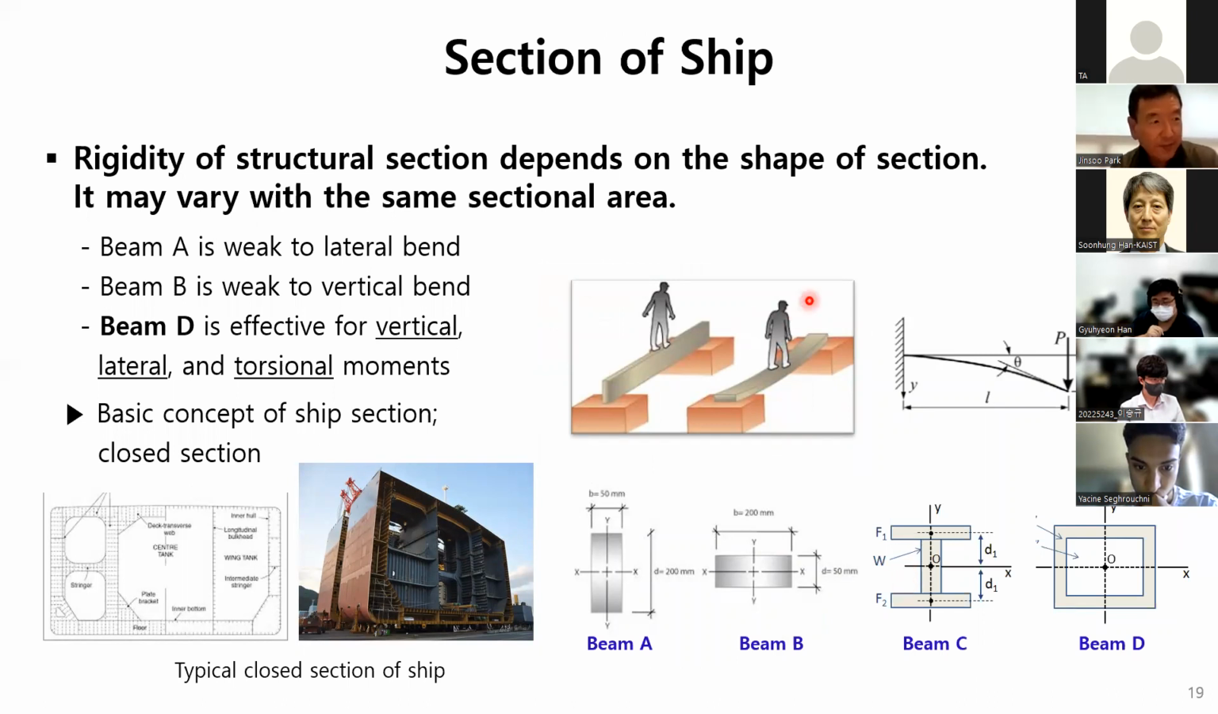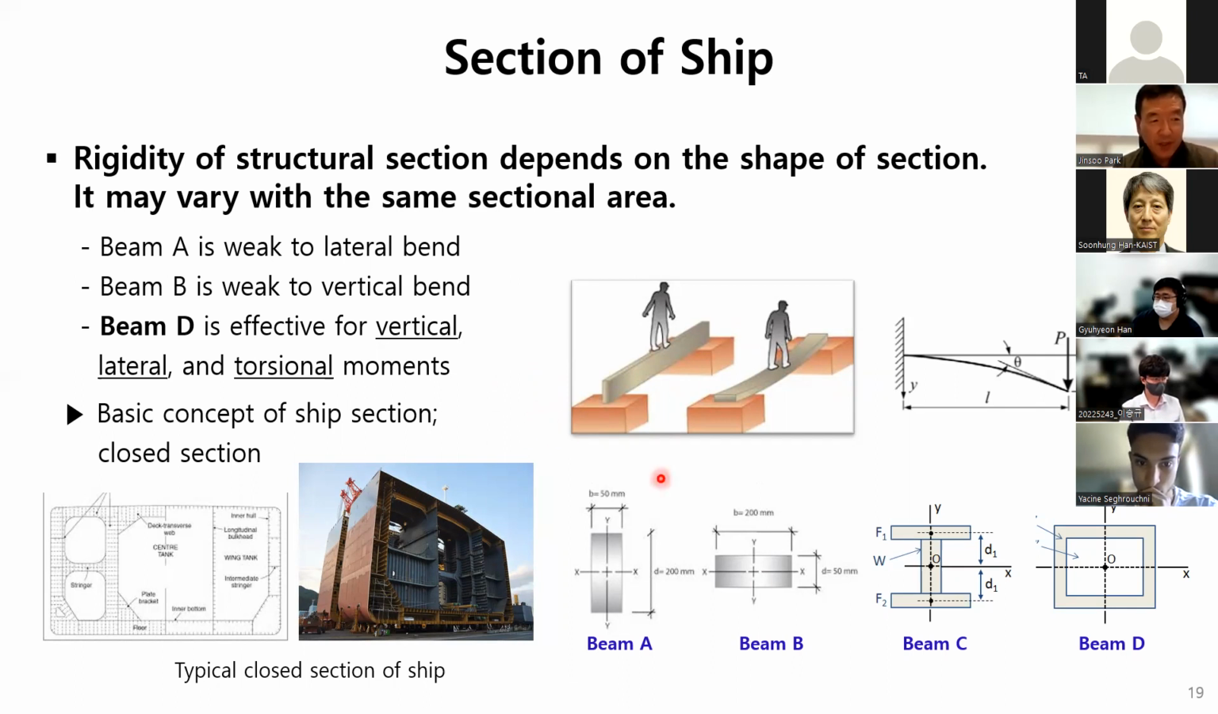In this slide, I'd like to talk about the section of the ship, the shape of the section along the ship. Design of the section is very important because it determines the rigidity. Rigidity is a sectional property closely related to hull deformation, that is, the deflection of the hull. It depends on the shape of the section. The bigger the rigidity, the smaller the deflection that occurs.